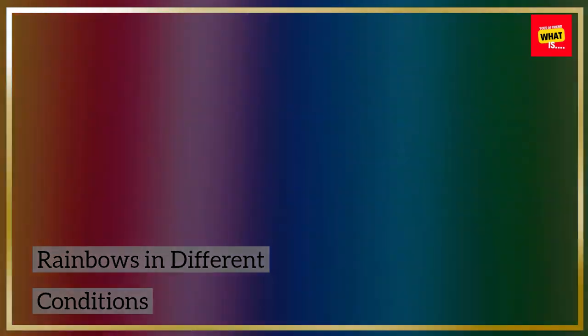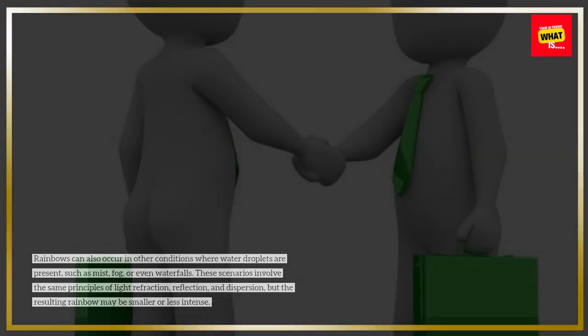Rainbows in different conditions. Rainbows can also occur in other conditions where water droplets are present, such as mist, fog, or even waterfalls. These scenarios involve the same principles of light refraction, reflection, and dispersion, but the resulting rainbow may be smaller or less intense.